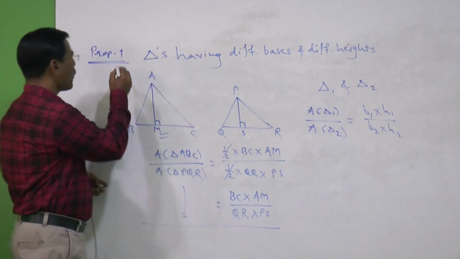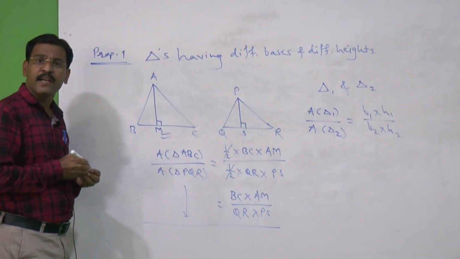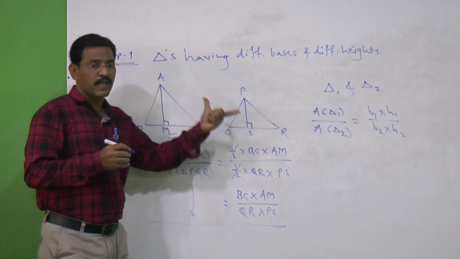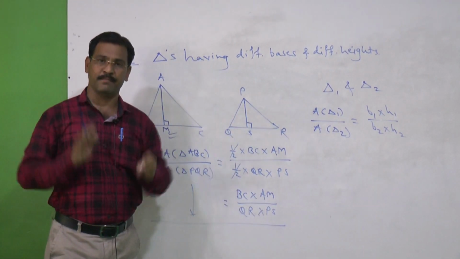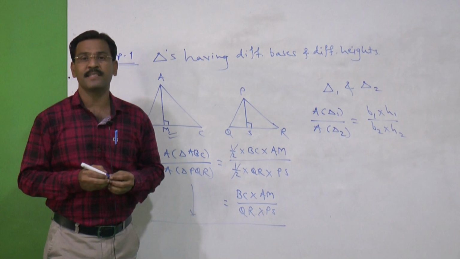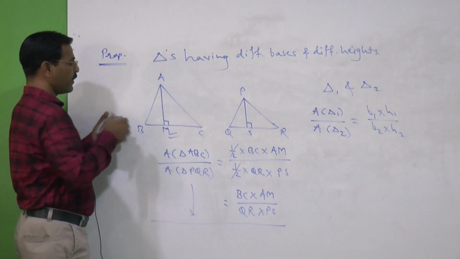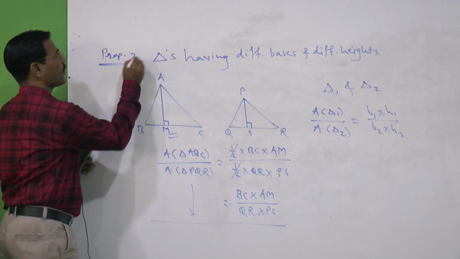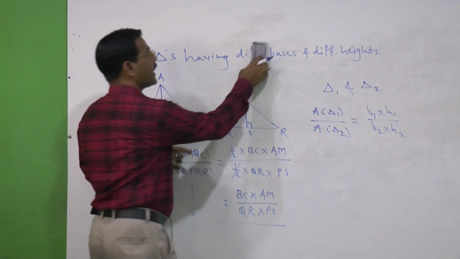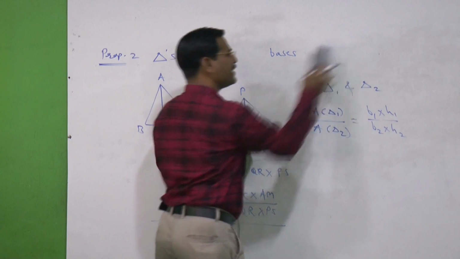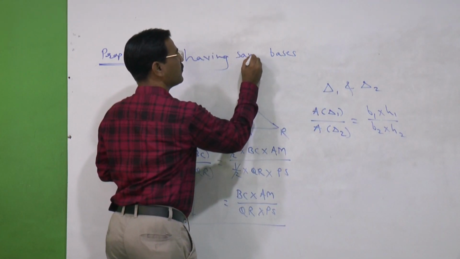Suppose we take property number 2. What can we take here? If in these two triangles, suppose their bases are the same. We'll draw the figure first. Look here, this is property number 2. Now we'll take triangles having the same bases, which means different heights.